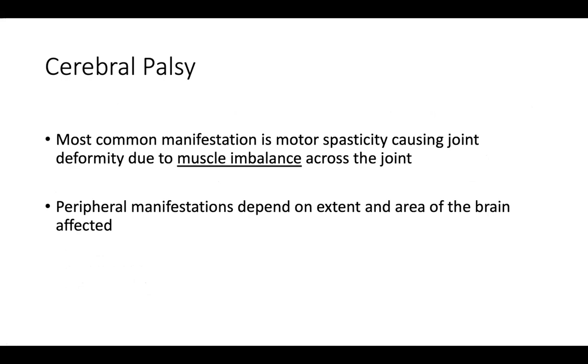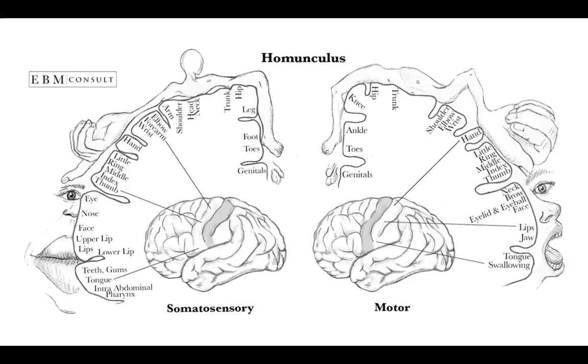The most common manifestation of CP is motor spasticity, and this leads to muscle imbalances across the joint, and this over time causes joint deformity. The peripheral manifestations depend on the extent and the specific area of the brain that is affected. So if we think back to medical school and our motor homunculus, you can see that there's a significant amount of the motor cortex that's dedicated to the upper extremity and the hand specifically. So if there's an insult to any area of the cortex within that range, then the upper extremity is going to be affected.